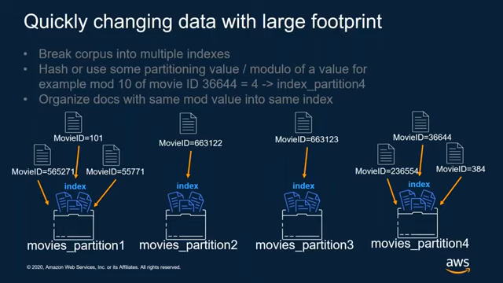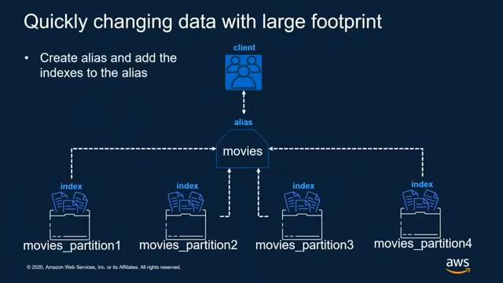Now we have data that's broken down. How do we search it? In the end, we can put, again, an alias on top of that. We can call it movies, and we can add all these movies indexes that are partitioned into the alias so I can search the entire corpus. Now, when I need to do maintenance activities, I only have to focus on one index.